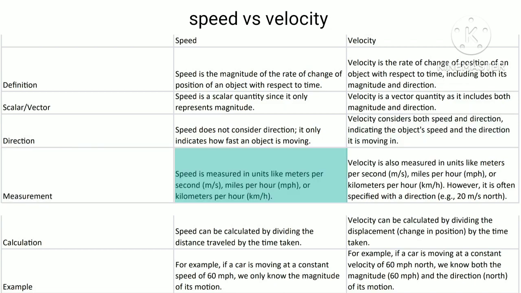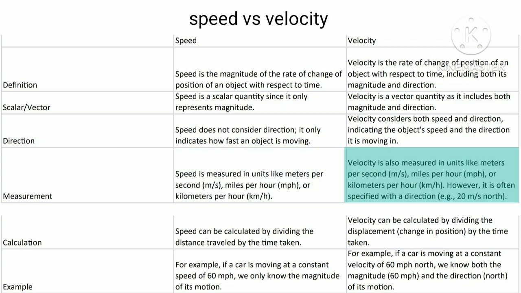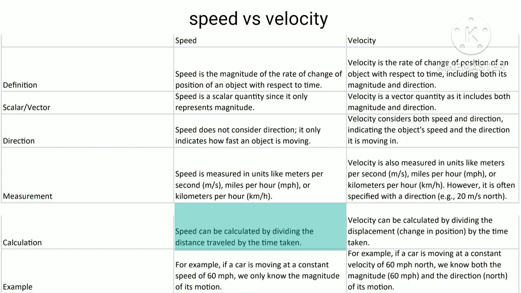Measurement: speed is measured in units like meters per second, miles per hour, or kilometers per hour. Velocity is also measured in units like meters per second, miles per hour, or kilometers per hour. However, it is often specified with a direction. Example: 20 meters per second north. Calculation: speed can be calculated by dividing the distance traveled by the time taken. Velocity can be calculated by dividing the displacement, change in position, by the time taken.